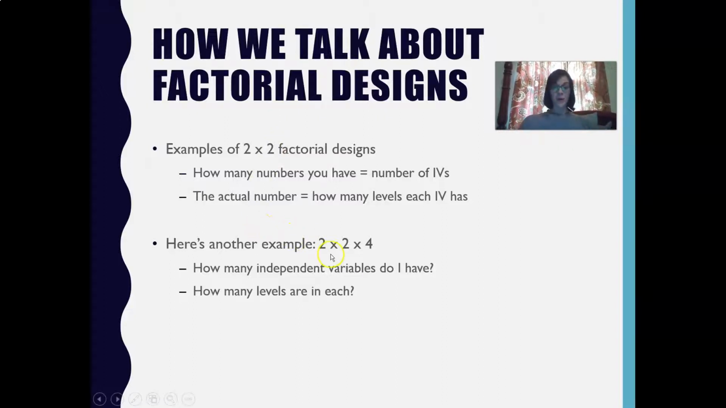Now here's another example. Let's say, for example, we did a study that was determined to be a 2x2x4 factorial design. How many independent variables do we have here? Well, we have to think about how many digits there are. So let's count them. I've got 1, I've got 2, and I've got 3. So because I've got 3 digits, I know that I have 3 independent variables. How many levels are in each? For my first independent variable, there are 2. For my second independent variable, also 2. For my third independent variable, I actually have 4.